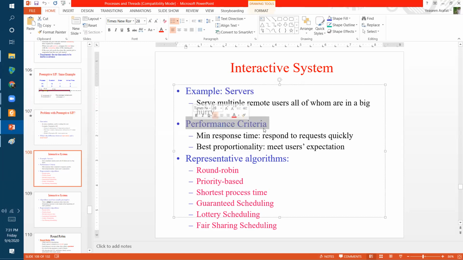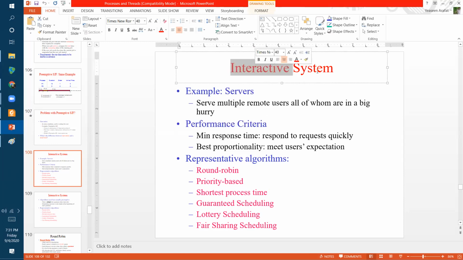What are the performance criteria for an interactive system? This is a very good question. For a batch system, it was turnaround time, average turnaround time, or average waiting time, or throughput, that means the number of jobs per hour. But in an interactive system, the performance criteria are not the same as in a batch system. Here, minimum response time.